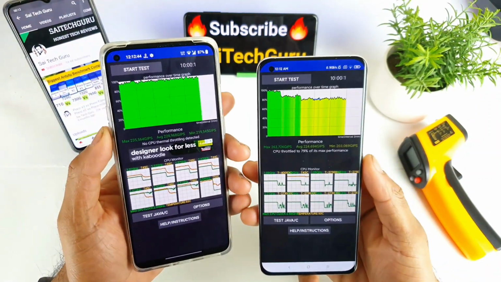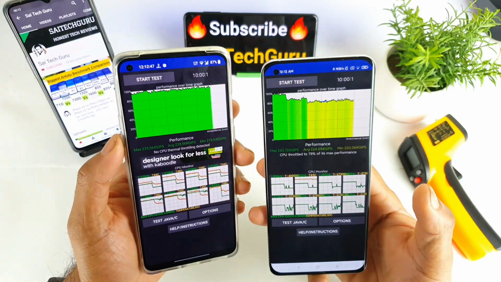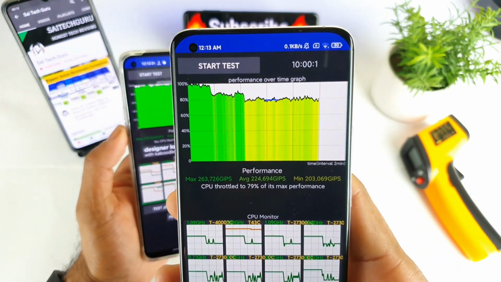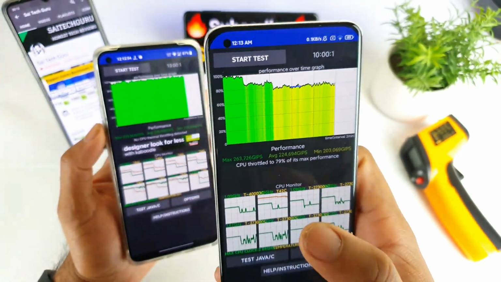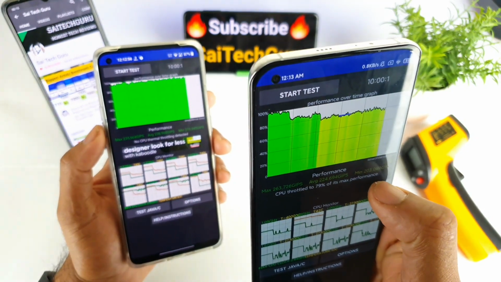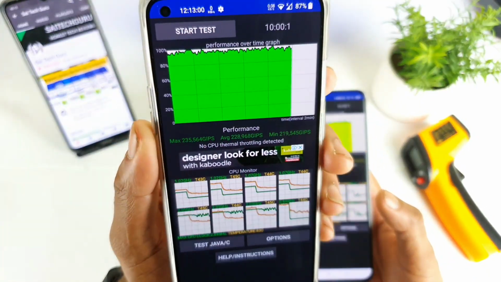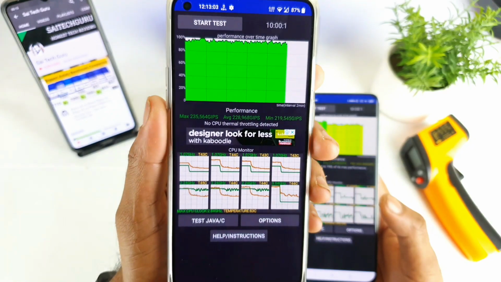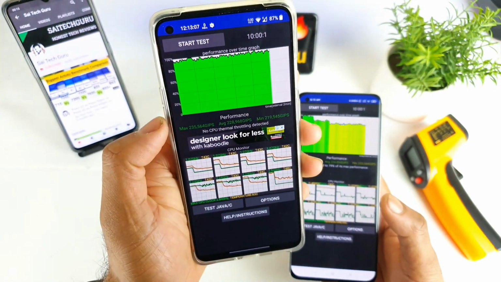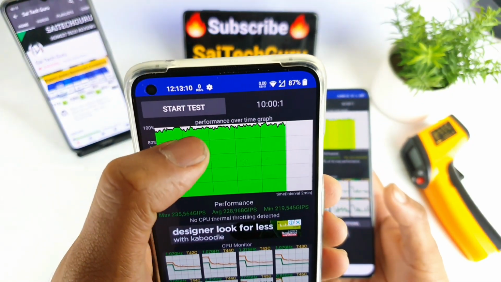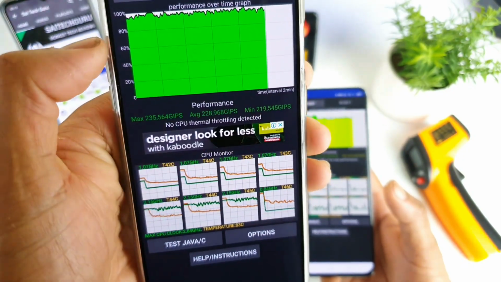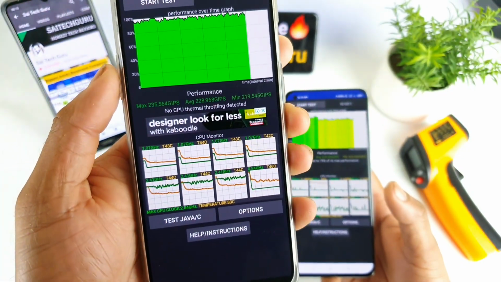So right now you can see, friends, it's been exactly 10 minutes of continuously using the CPU throttling test, and in the Mi11 the performance dropped below 80 percentage after 10 minutes. As you can see, the CPU throttled to 79 percentage of its maximum performance. So in the OnePlus 8T, the shocking thing is that no CPU or thermal throttling is detected, as you can see, friends. So there is no throttling detected. So overall it was quite impressive scores as well. You can see the maximum, average and minimum scores overall during this 10 minutes of testing.